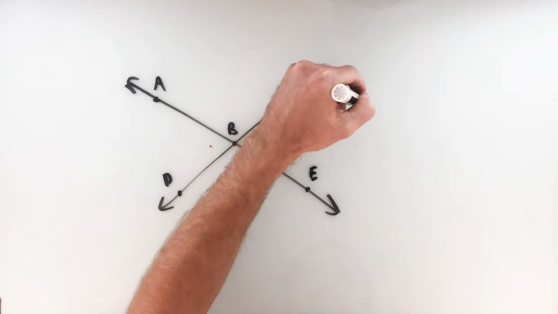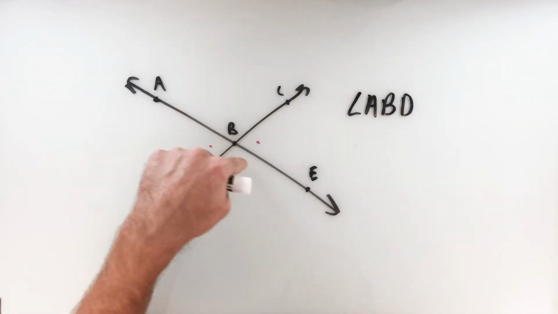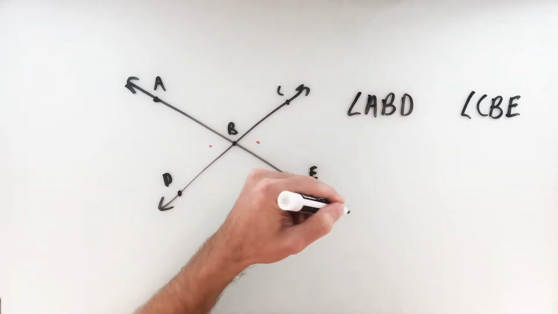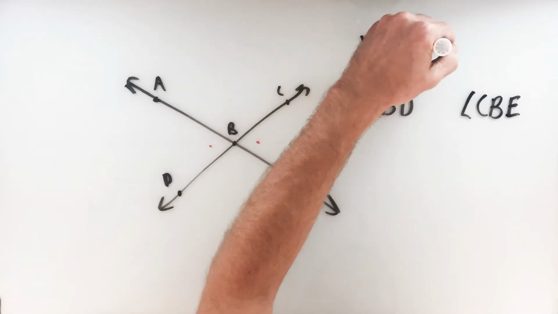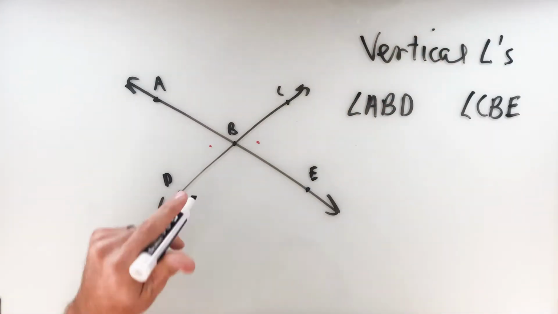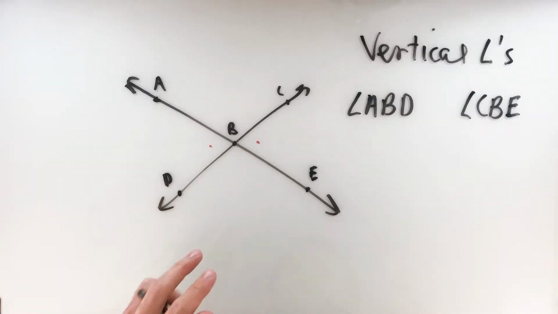So angle ABD and angle CBE are what we call vertical angles. Now the nice thing about vertical angles is in this situation, vertical angles are always the same measure. So vertical angles are in fact congruent.